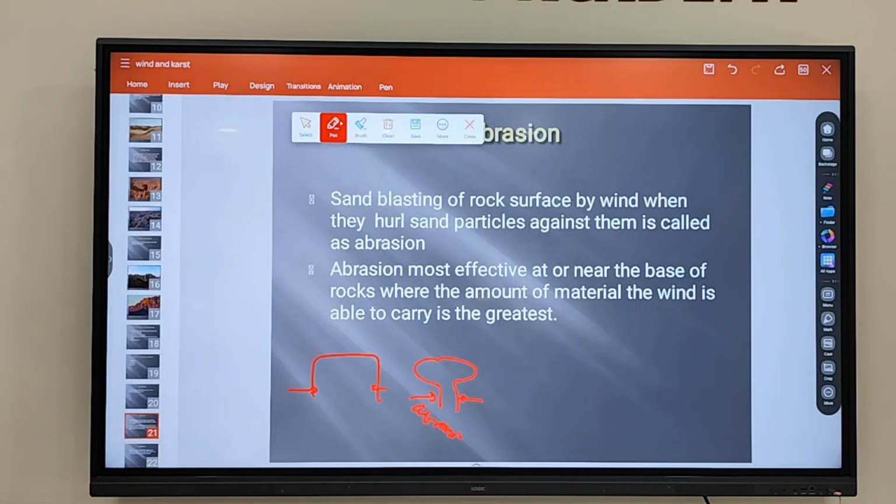So deflation is what? Wind picking up and moving away. This process is referred to as deflation. Abrasion is what? Abrasion is wind particles blasting or eroding the rocks. That is called what? That is called the abrasion process.